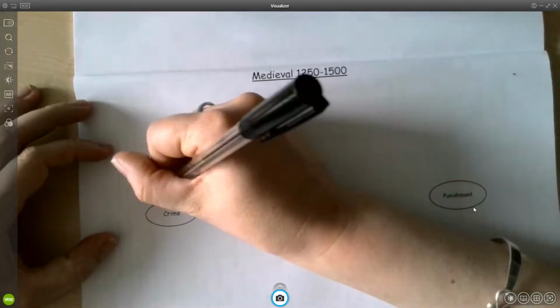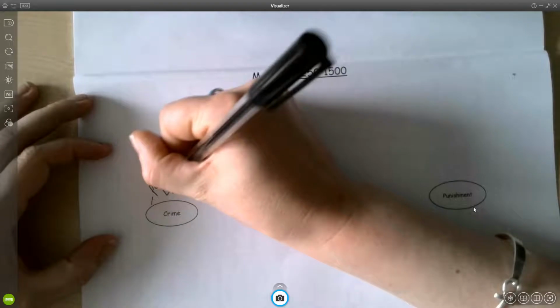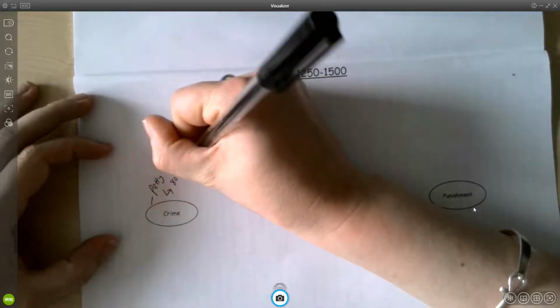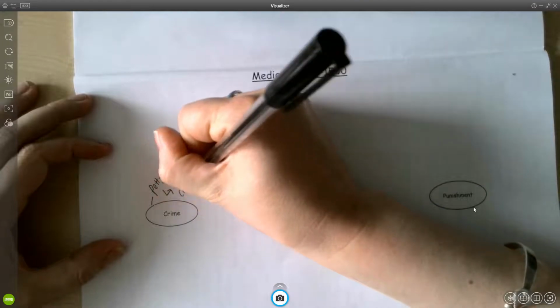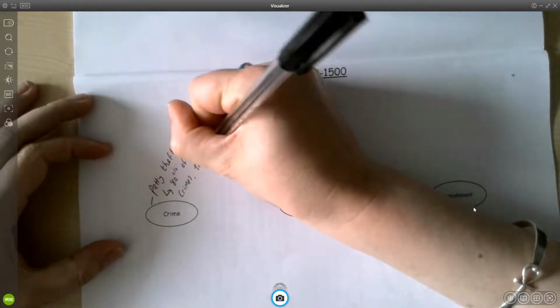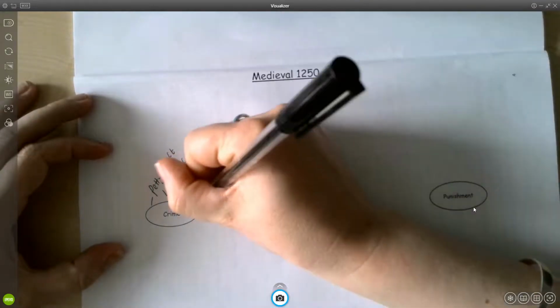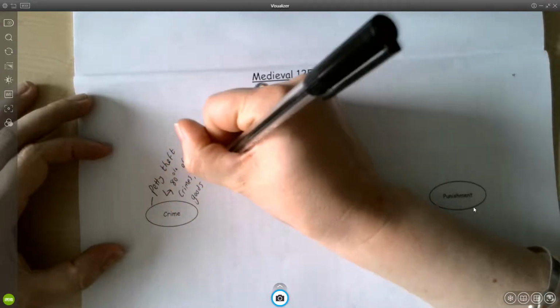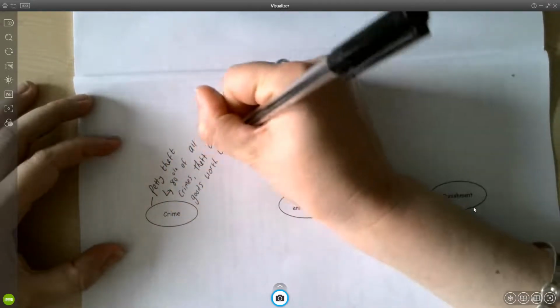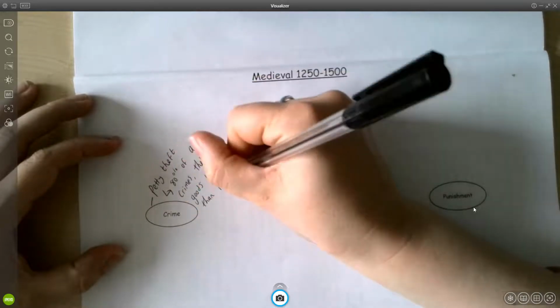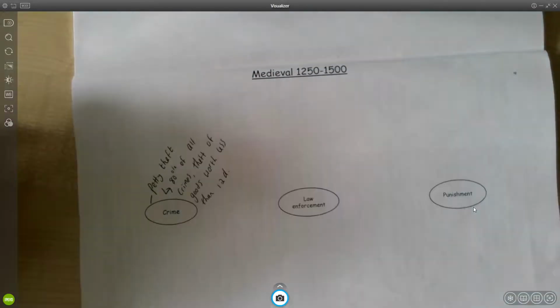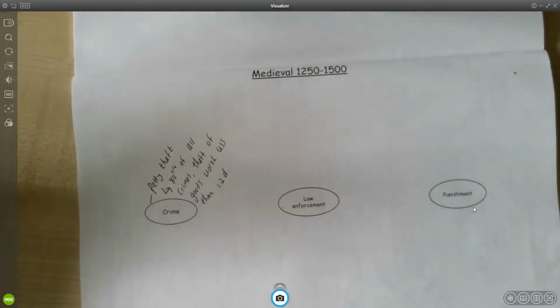So, petty theft, it is 80% of all crimes. It is the theft of goods worth less than 12d. If you need to pause at any time just to catch up with me, that's absolutely fine.